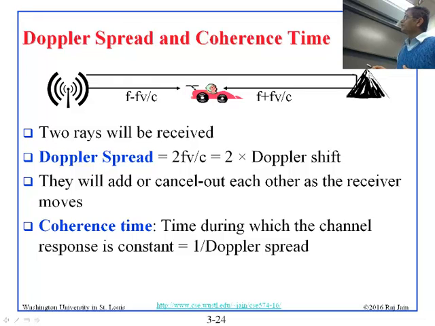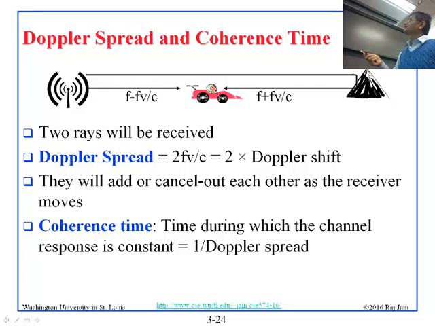So coherence time is the time over which the channel response is constant, and that is called 1 upon the Doppler spread. What happens is, if you measure this for some time, the two waves will sometimes be in phase and add, and at other times they will be out of phase and subtract. But there is some period over which they add and then subtract. That time is called coherence time, and it is just the inverse of the difference.